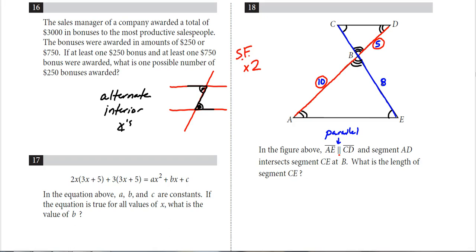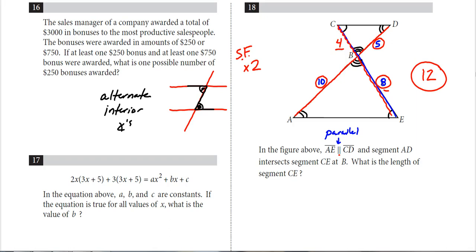So you might be able to just do this in your head. What number got blown up to make an 8 by multiplying by 2? Well, that would make this piece 4. So now the final question is, how far is it from C all the way down to E? Well, 4 plus 8 is going to give you a grand total of 12 to answer this question.